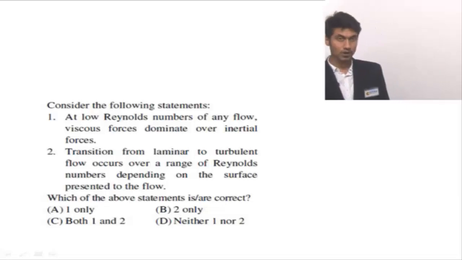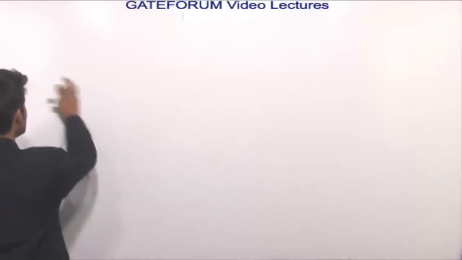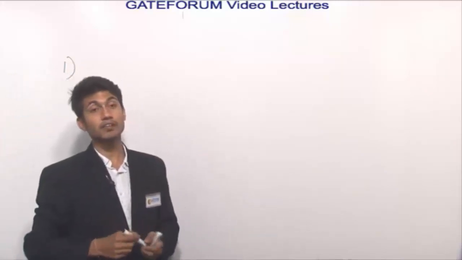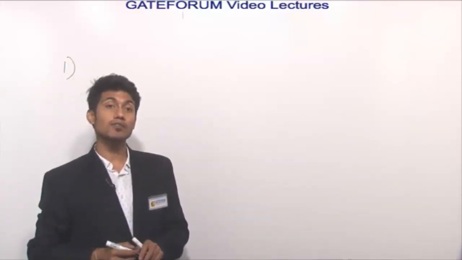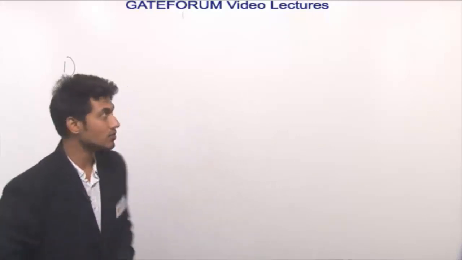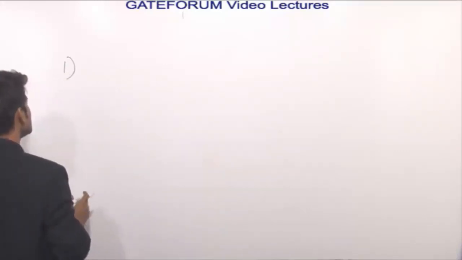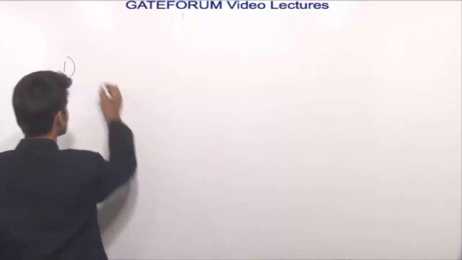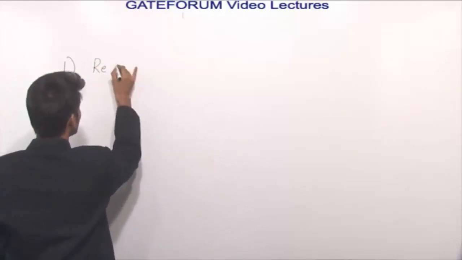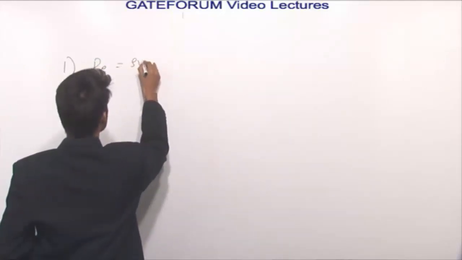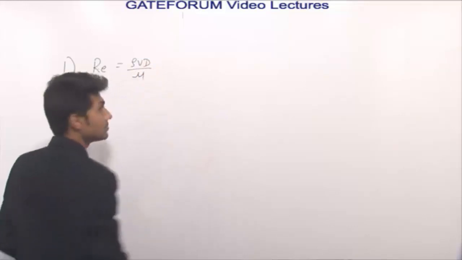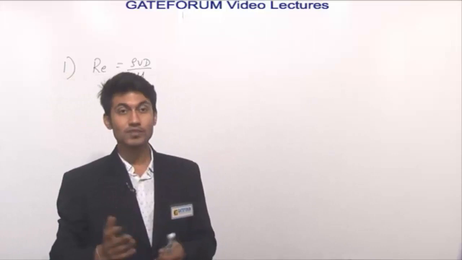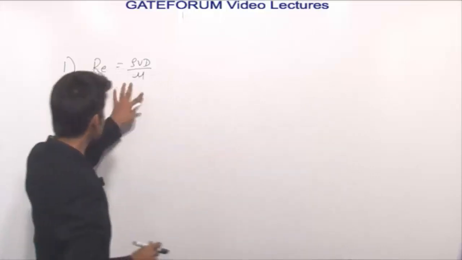So to solve such questions, we need to look at each and every statement carefully. The first statement is: at low Reynolds number of any flow, viscous forces dominate over inertial forces. Now, to tackle this statement, first we need to know what Reynolds number is. So we'll write the Reynolds number formula. Reynolds number is rho V D divided by mu. It is a mathematical term. What is the meaning of this term?